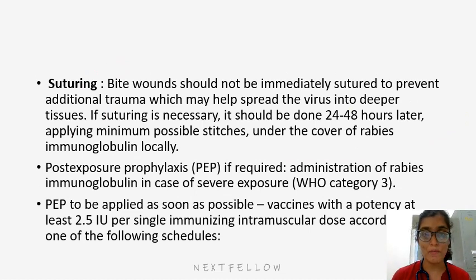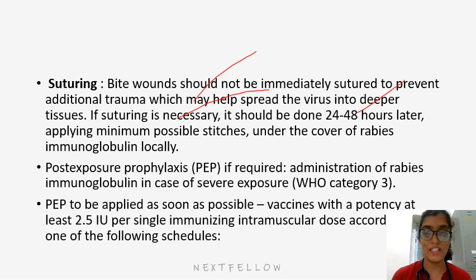Bite wounds should not be immediately sutured to prevent additional trauma, which may help spread the virus into the deeper tissues. If suturing is necessary, it should be done 24 to 48 hours later, applying minimum possible stitches under the cover of rabies immunoglobulin locally. Post-exposure prophylaxis, if required, includes administration of rabies immunoglobulin in case of severe exposure. Post-exposure prophylaxis is applicable as soon as possible.